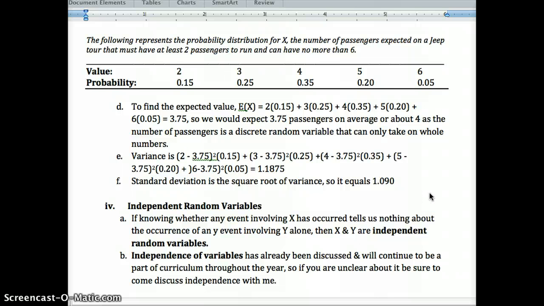Independent random variables. Just like we looked at independence in Chapter 5, if 2 random variables are independent, that means an event involving one of them, we'll call x, occurring tells us nothing about the occurrence of a second event, meaning one event occurring doesn't change the likelihood of a second event. So we've discussed that. It's going to continue to be a big issue, so make sure you see me if you need help with independence and mutually exclusive.